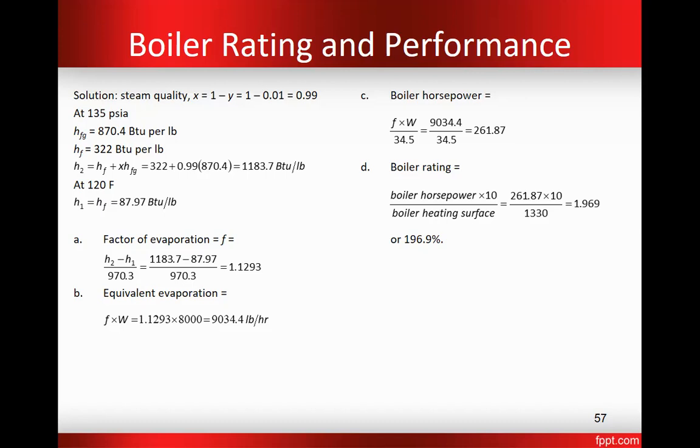C is the boiler's power: F times W over 34.5, which is 9,034.4 over 34.5, equal to 261.87. Then boiler rating is the boiler's power times 10 over the boiler heating surface, which is 261.87 times 10 over 1330, or 1.969.